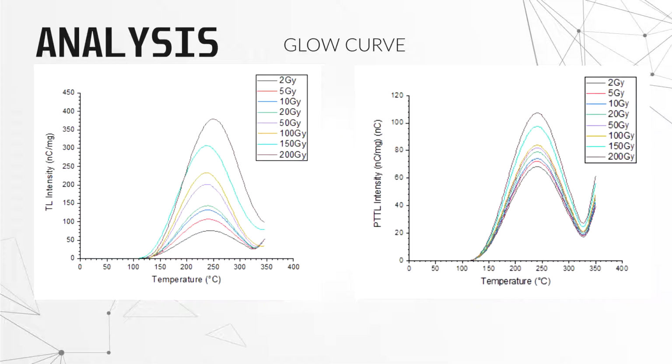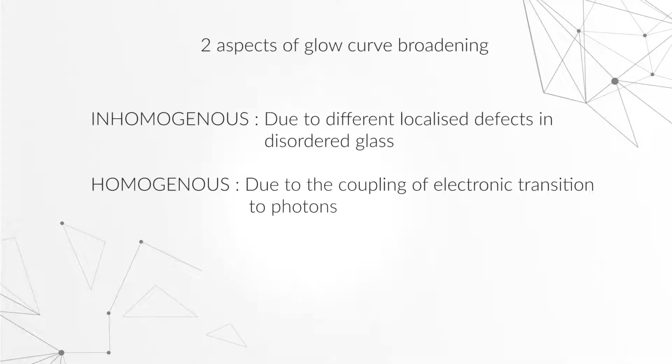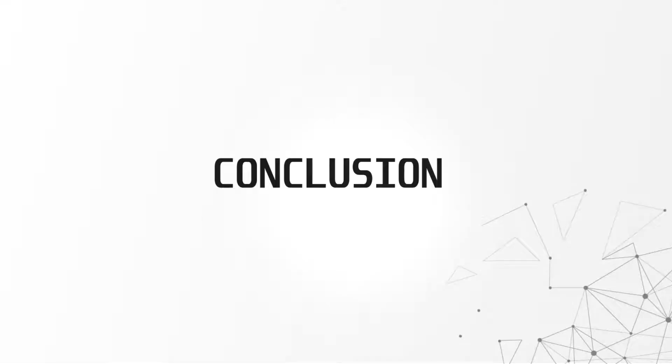For borosilicate glass, a broad peak structure is observed where peak maxima occur at temperatures within the range 200 degrees Celsius to 300 degrees Celsius for all doses, and the curve started to rise at 100 degrees Celsius. The causes of the broadening of the glow curve can be categorized into two aspects: inhomogeneous broadening due to different localized defects in disordered glass, and homogeneous broadening due to the coupling of electronic transition to photons.